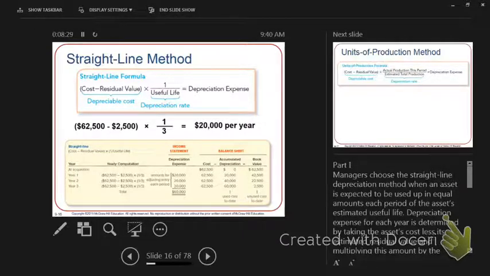So now for year 2, 62.5 minus 2,500 times 50 over 100. So 60,000 times 50 over 100 gives us 30,000. And we take 18 plus 30 gives us 48. Oops, too many zeros. All right. 48 from 62.5 is going to give us 14,500.